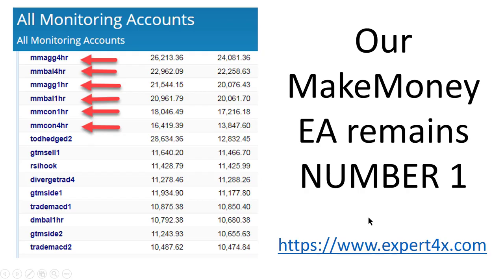Now our Make Money EA remains the number one EA in our 14 EA portfolio, and they still have the top 6 positions out of over 40 trading accounts. So the Make Money is an exceptional EA.